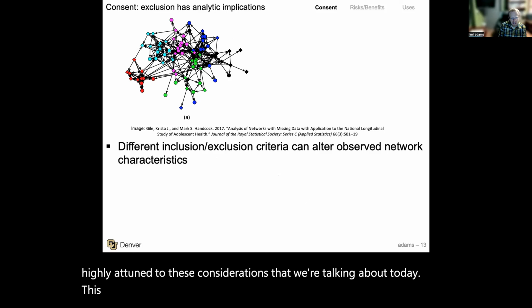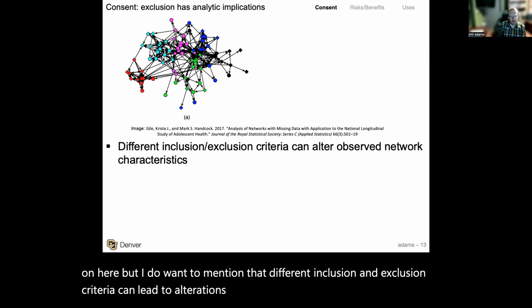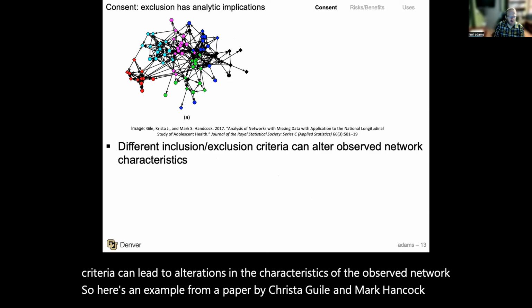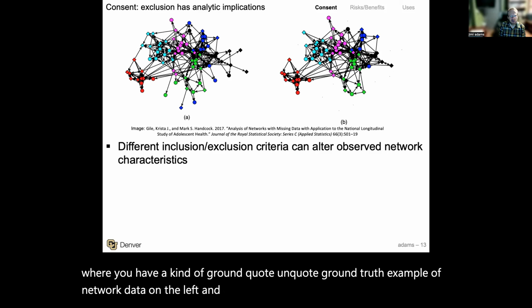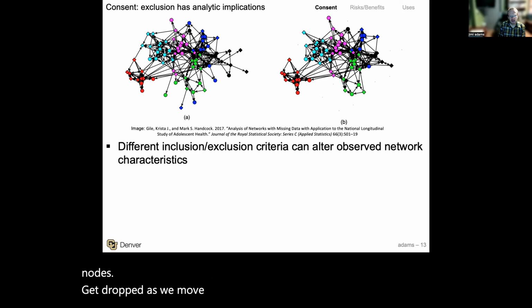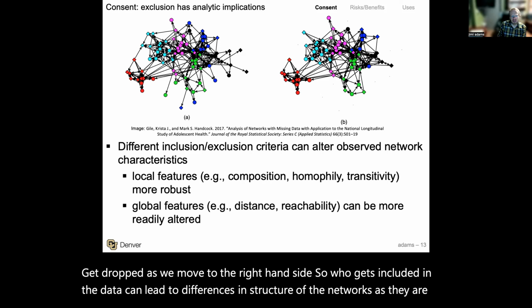This is a bit of an aside that's kind of tangential to our purposes of a focus on ethics here, but I do want to mention that different inclusion and exclusion criteria can lead to alterations in the characteristics of the observed network. So here's an example from a paper by Krista Geil and Mark Hancock, where you have a kind of quote unquote ground truth example of network data on the left. And then if we only include respondents in that data, you see some ties that get dropped and some nodes that get dropped as we move to the right-hand side. So who gets included in the data can lead to differences in structure of the networks as they are observed, is what I want you to take away from this.